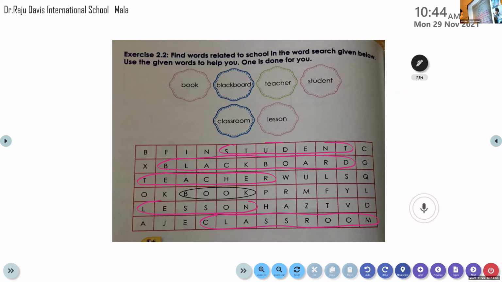L-E-S-S-O-N. Lesson. It is there in the second last row. Okay, Rituparna, good. Good boy. See, if you pay attention in the class, you will be able to understand and learn properly. All right, Rituparna? Good. Thank you.